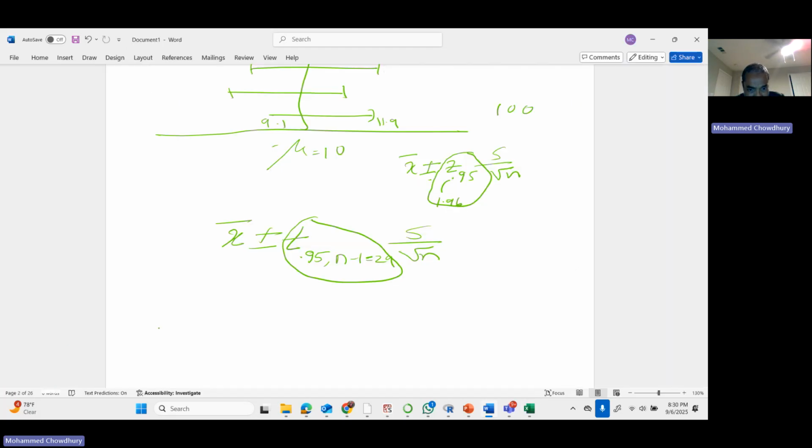So what did I write here? This is the 95% confidence interval. If you take a look at that, this is the confidence interval.